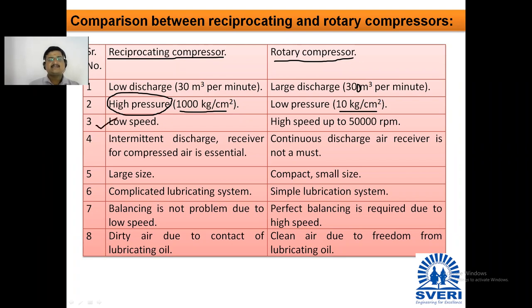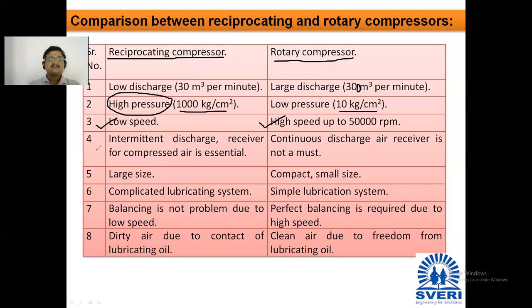Reciprocating compressor has a low speed because it is to and fro motion. And that motion of the piston is dependent on the crankshaft, connecting rod and your crank mechanism. But in a rotary compressor, you can get the high speed. You know that with what speed the compressors are moving. Okay. Tita atyanta low speed asto, tar ikada rotary compressor madhe highest speed tumhala milto.